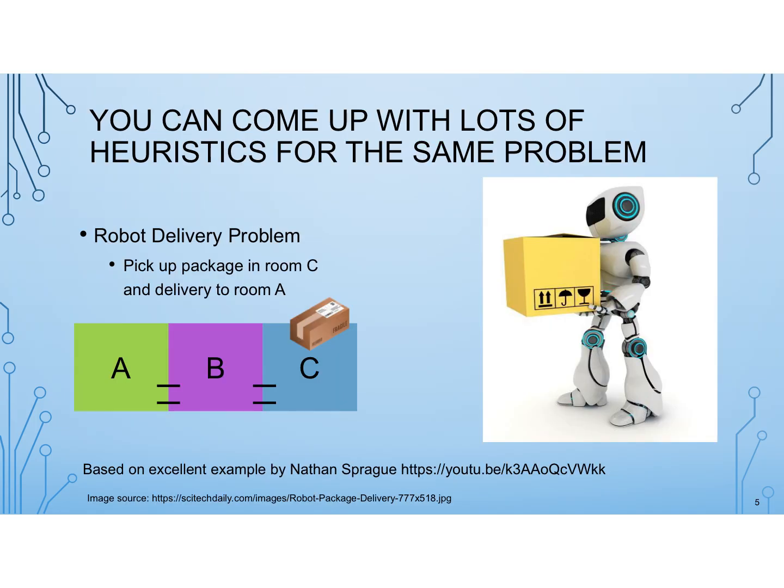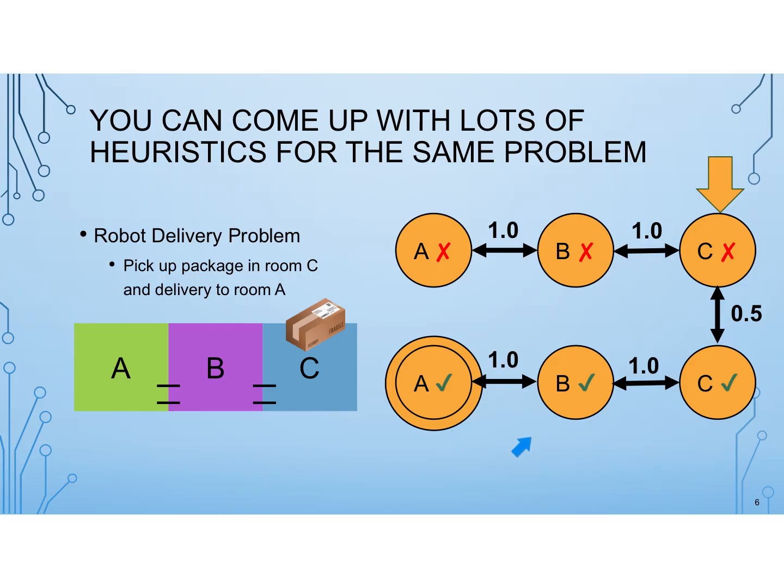So let's go back to an old problem that we had before. We have this robot delivery problem where the robot needs to start in room C, pick up the package, and then deliver it to room A. So over here, I have a picture of my state space. Initially, the robot is in room C without the package. That's what the X means.